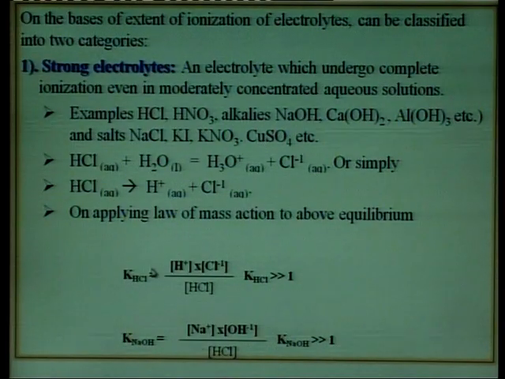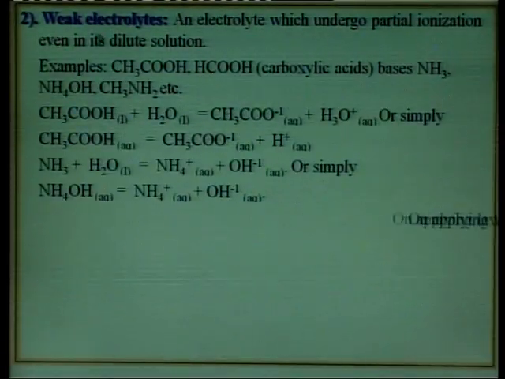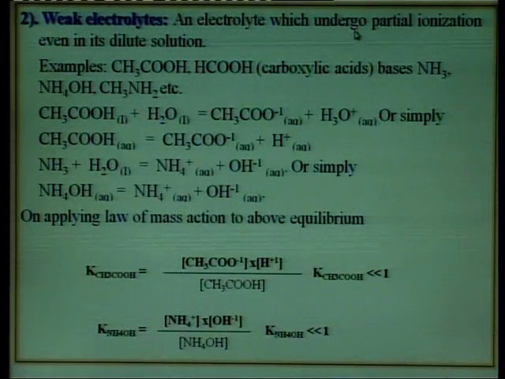Examples are sodium chloride, potassium iodide, potassium nitrate, copper sulphate, etc. We have the other class of electrolytes called weak electrolytes. A weak electrolyte is one which undergoes partial ionization even in its dilute solution. I make the dilute solution. For example, you must have an example in mind.